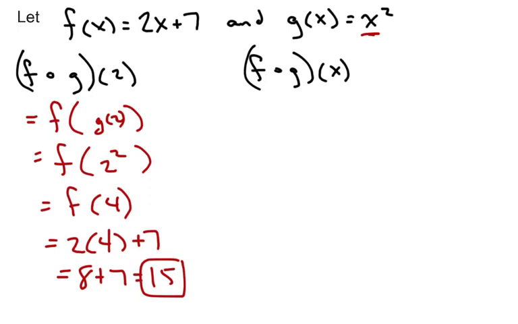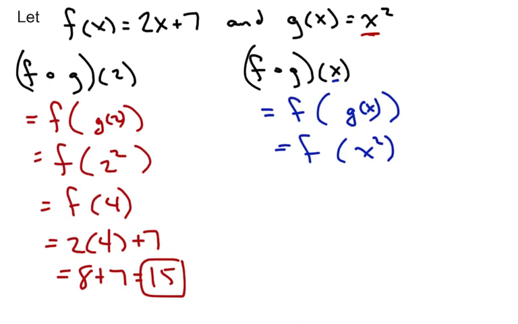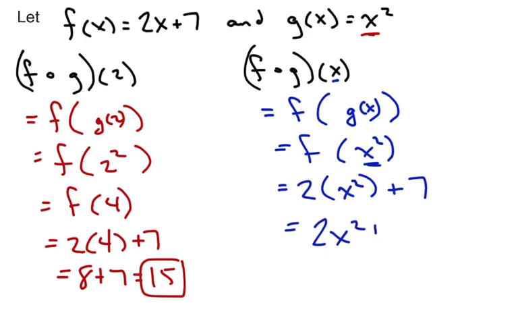Okay. Now if we want to find the same composition of functions, except this time in a more general way, with x instead of an actual value, we're still going to find f of g of x. In this case, g of x is x squared. So we're going to take x squared and plug it into f. So 2x plus 7, that's f. And instead of using x, we're going to use x squared. So simplifying, that's just 2x squared plus 7.